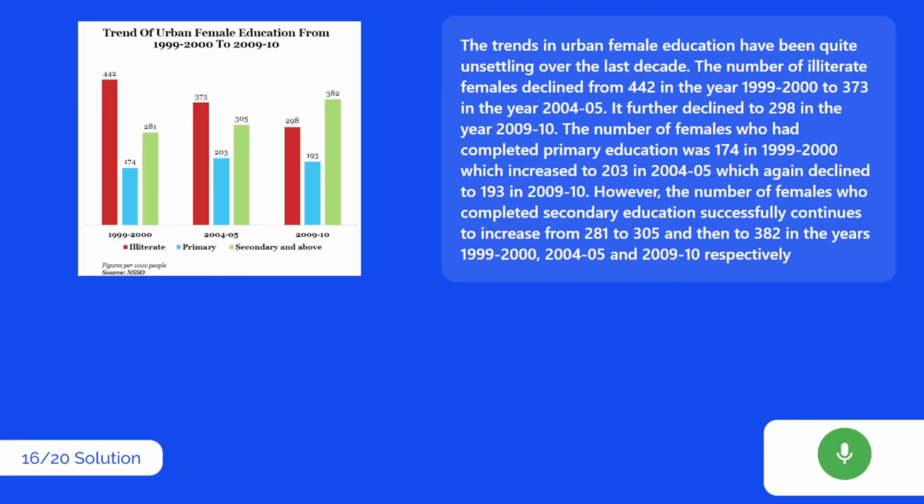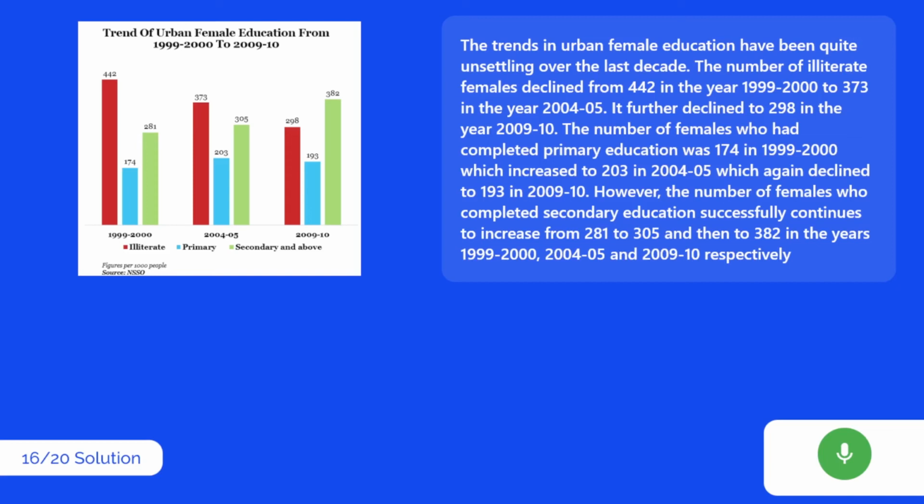The trends in urban female education have been quite unsettling over the last decade. The number of illiterate females declined from 442 in the year 1999 to 2000 to 373 in the year 2004-05. It further declined to 298 in the year 2009 to 10. The number of females who had completed primary education was 174 in 1999 to 2000, which increased to 203 in 2004-05, which again declined to 193 in 2009 to 10.